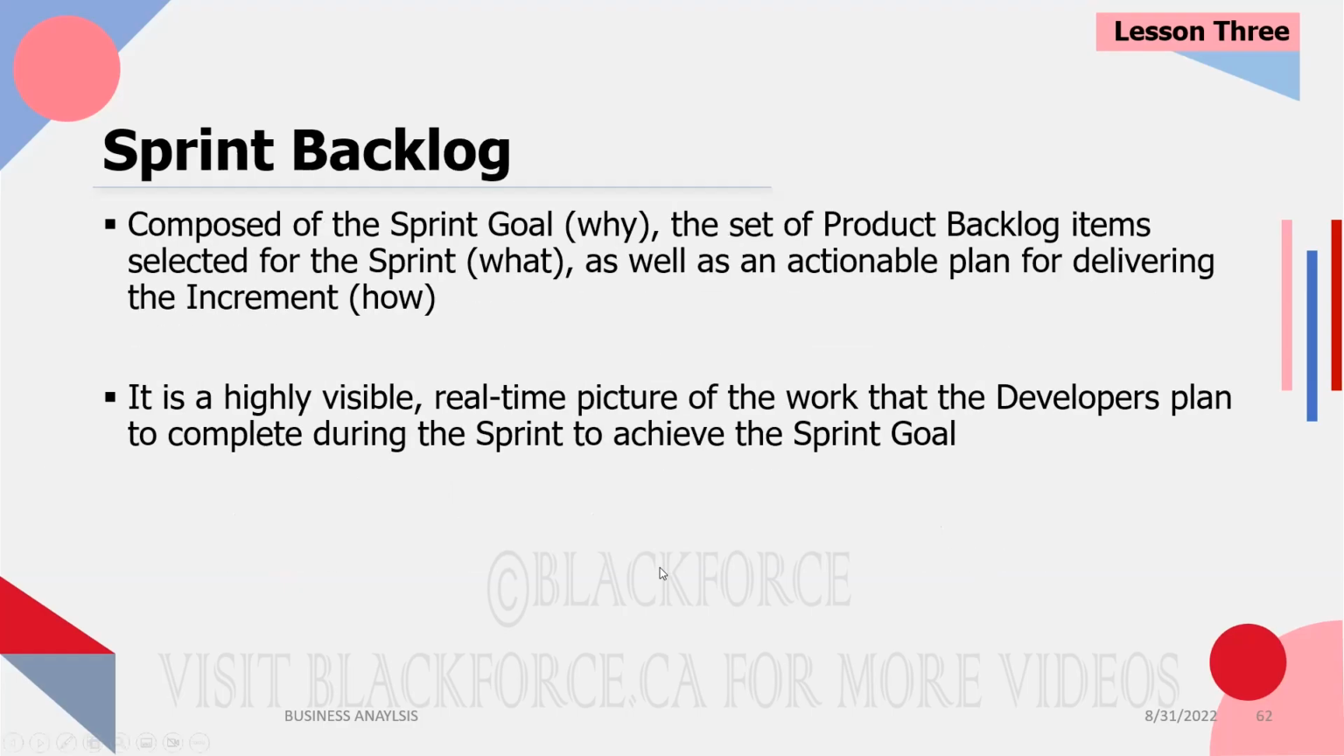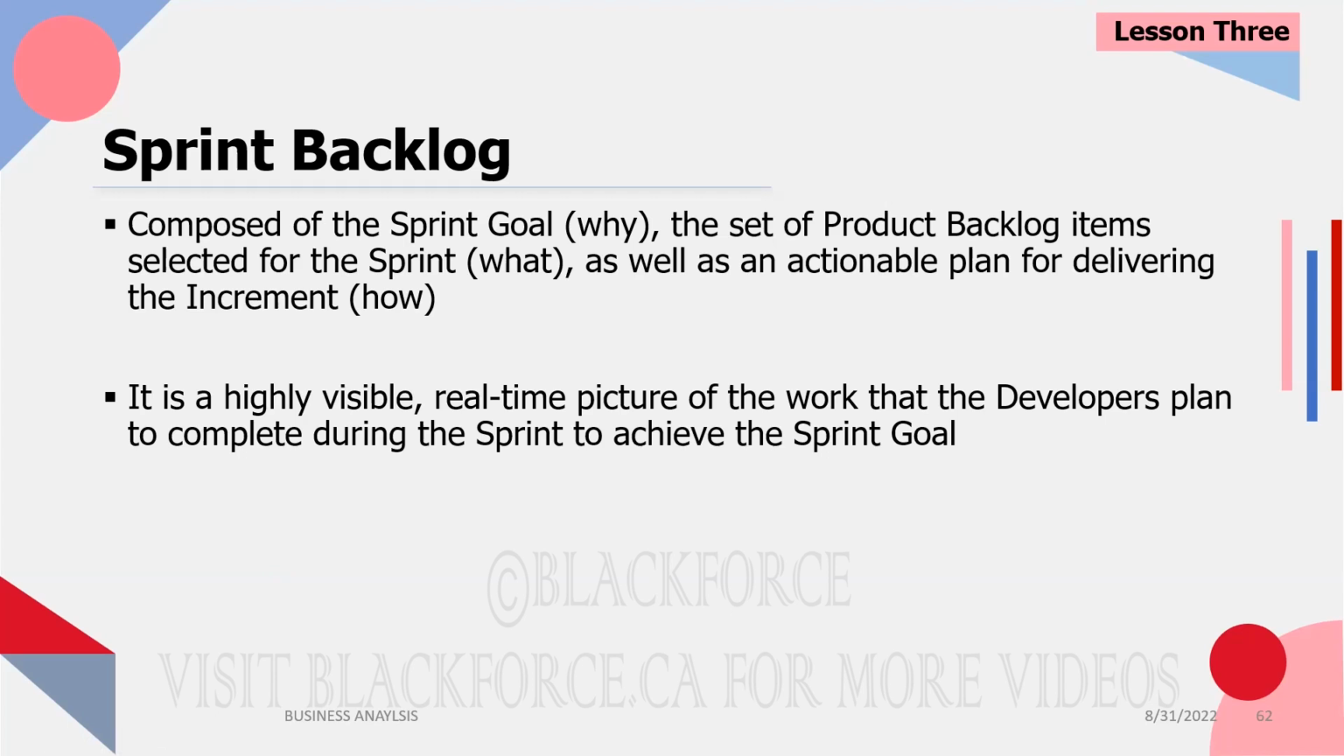Okay, let's look at the sprint backlog. So I showed you a sample of what a product backlog looks like, and then to the right of it, it had a sprint backlog that had, I think, 3 or 4 user stories in it. A sprint backlog is composed of the sprint goal, the set of product backlog items that were selected for the sprint, which is the what, as well as an actionable plan for delivering the increment, the how.